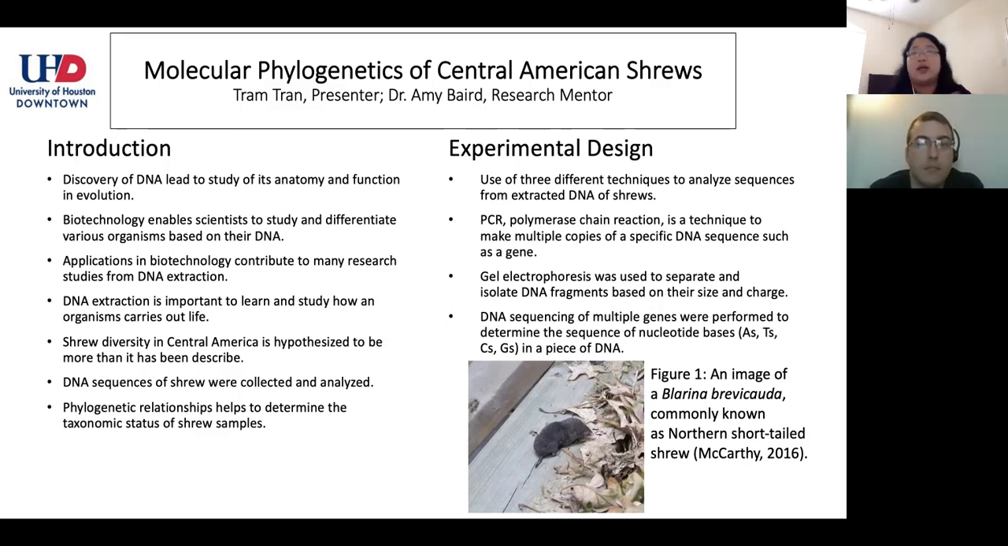So the research comprised three main techniques: PCR, gel electrophoresis, and DNA sequencing to analyze sequences of DNA that were extracted from shrews. As you can see in this figure, this is an example of Blarina brevicauda, which is commonly known as the northern short-tailed shrew that can be found in Central America.